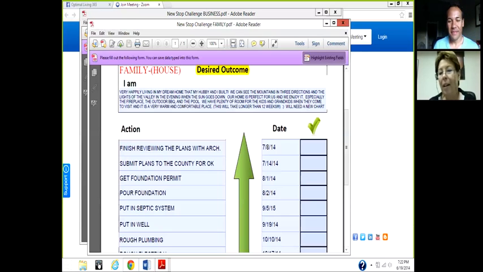We can see the mountains in three directions and the lights of the valley in the evening when the sun goes down. Our home is perfect for us and we enjoy it, especially the fireplace, the outdoor barbecue, and the pool. We have plenty of room for the kids and grandkids when they come to visit, and it's a very warm and comfortable place. And then I put in there that it will take longer than 12 weeks and I'll need a new chart. Yep.